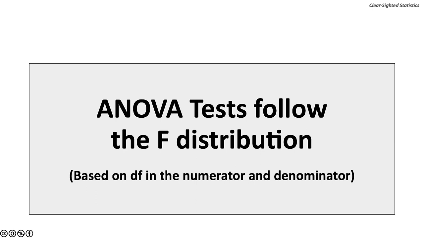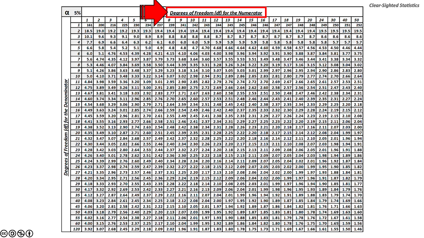ANOVA follows the F distribution. As we saw in Chapter 15, F distributions are defined by degrees of freedom in the numerator and in the denominator. Here is the screenshot of a critical values table for F at a 5% significance level. Degrees of freedom in the numerator are shown in the columns. Degrees of freedom in the denominator are shown in the rows.